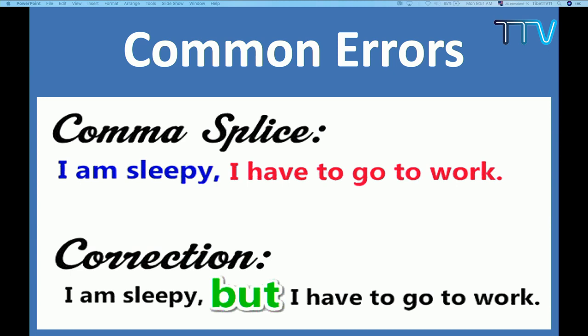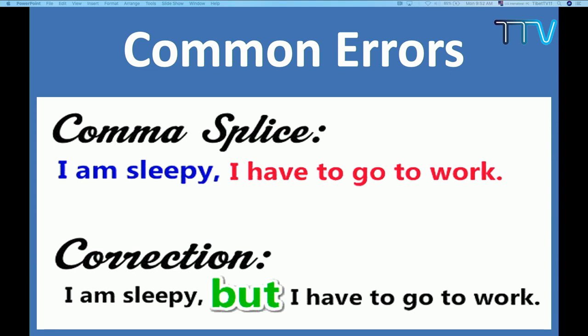So correction, how do we correct this particular sentence? I am sleepy, but I have to go to work. Whenever you make such a sentence, I'm sleepy, comma, I have to go to work, remember, there is a mistake here. So how do we correct this? By using the conjunction but. I'm sleepy, but I have to go to work. These two are contradictory, isn't it? So we use the but. Okay, yes, that is just an example.